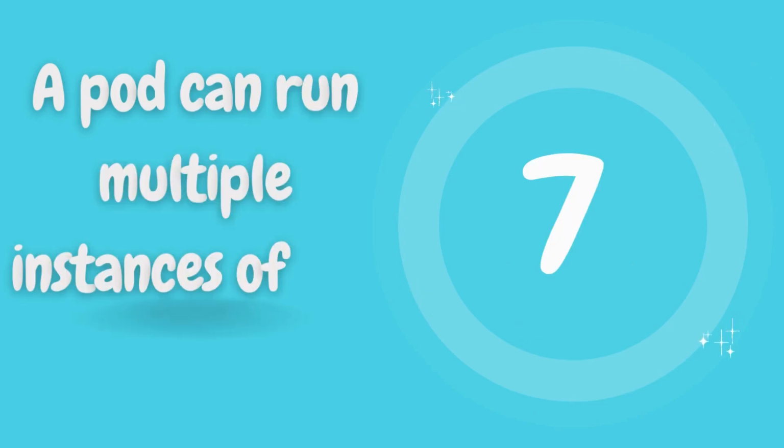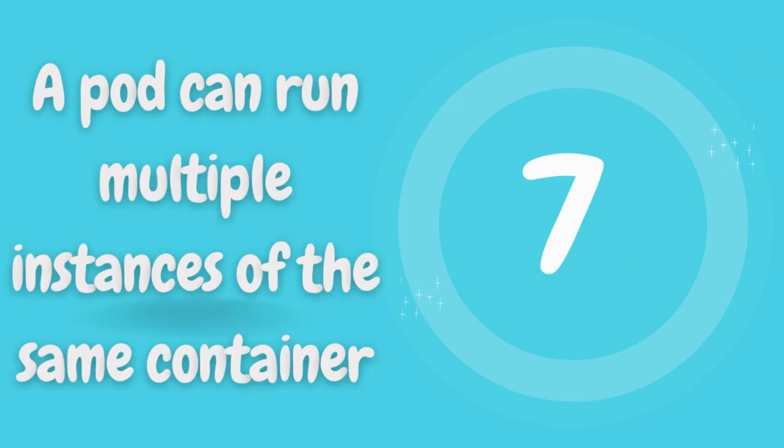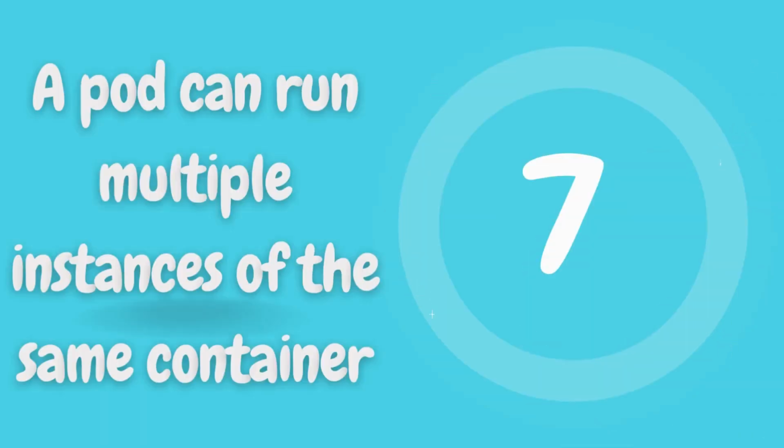So point number 7 is all about pods being able to run multiple instances of the same container. Basically, a pod can run multiple instances of the same container, each with a different set of configuration or environment variables, basically env variables. This can be useful for scaling an application or for running multiple copies of a worker process to process a large amount of workload. So that's the reason pods can run multiple instances of the same container.